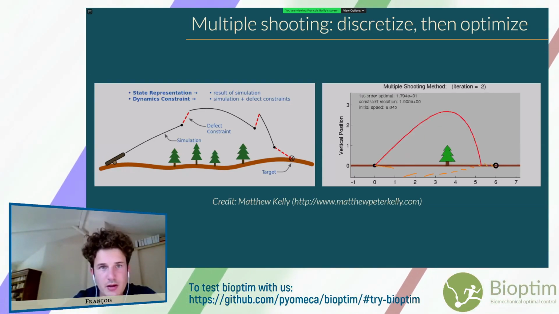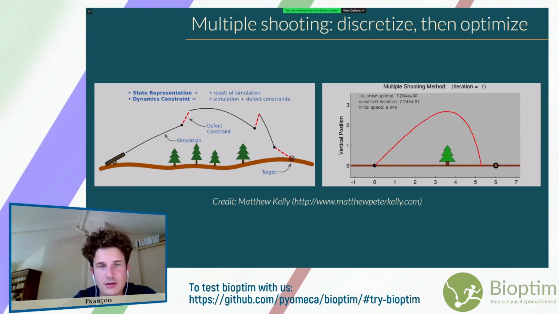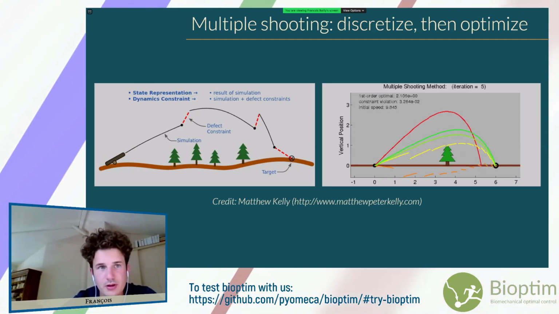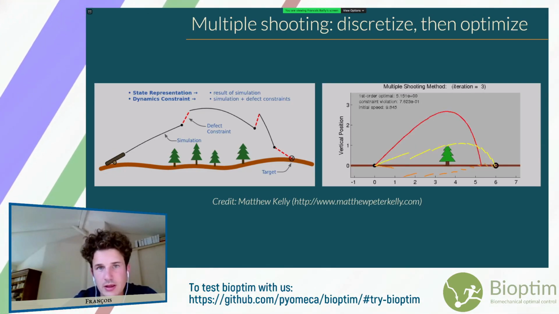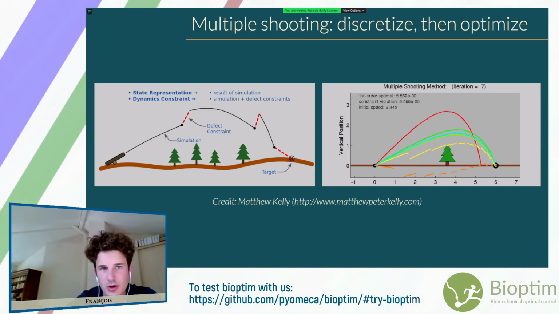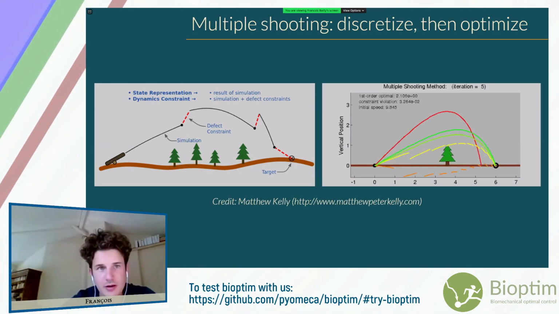Each segment begins with what is called a shooting node, and at each shooting node, the state and the control are optimization variables. At the end, each segment is constrained to connect to the previous one in order to respect the dynamics of the model. So to sum things up, in multiple shooting, the problem is bigger, but easier to solve.